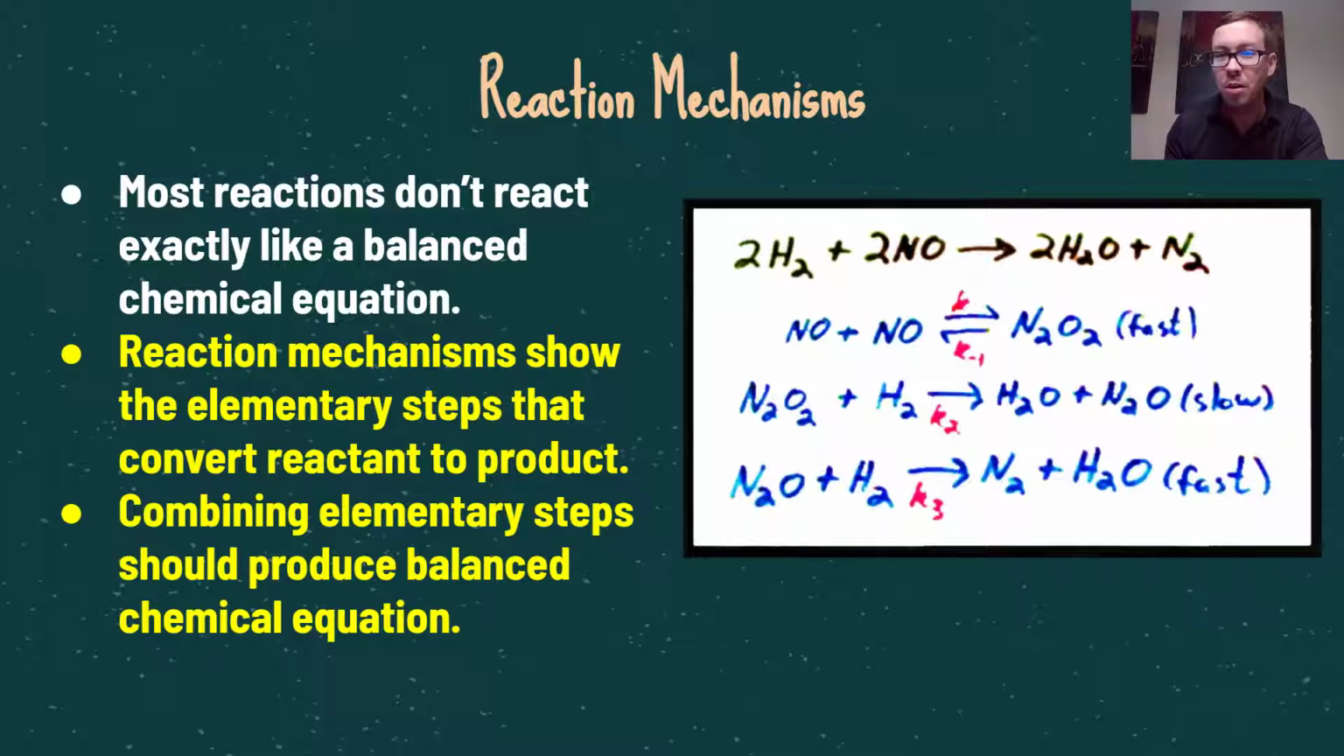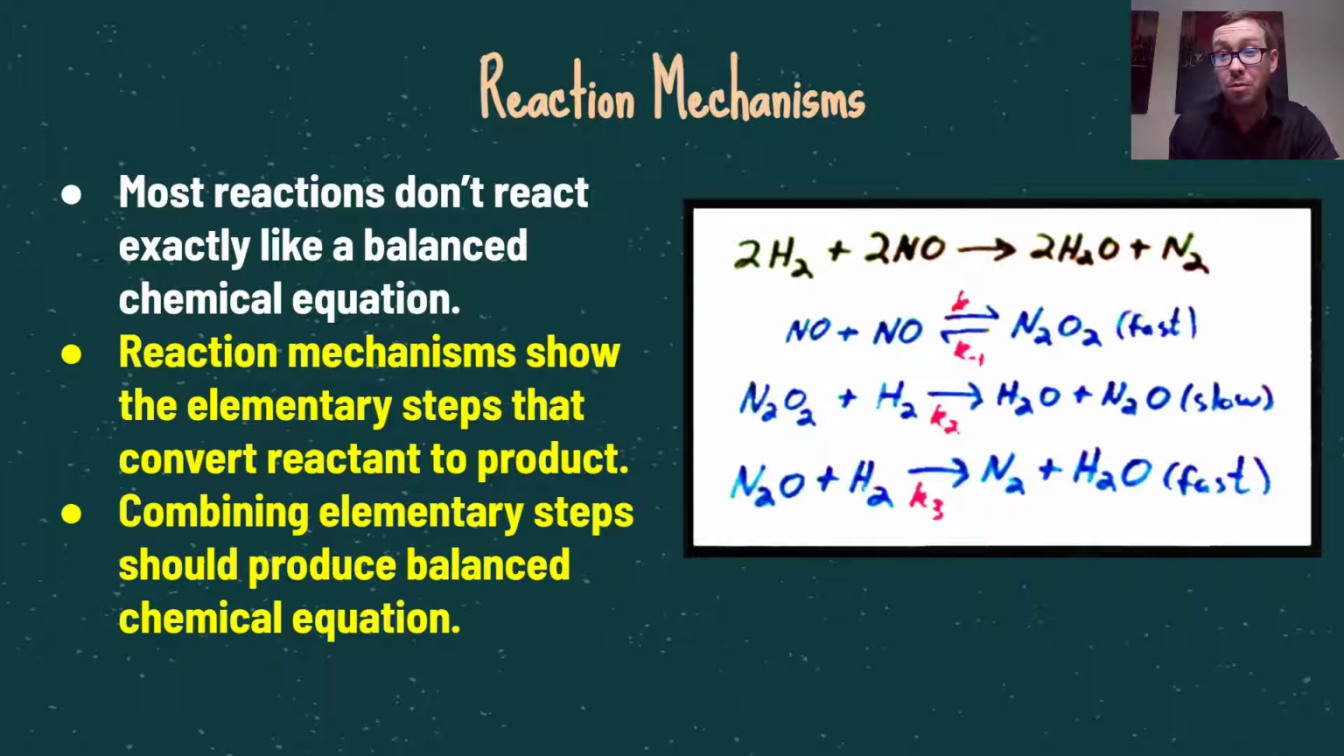What do I mean by that? Let's look at our reaction mechanism on the right side, which is in blue, and our balanced chemical equation, which is in black. Notice that we have things on the left side and things on the right side. Anything that is on the right side of the equation in one step that's on the left side of the other can cancel.